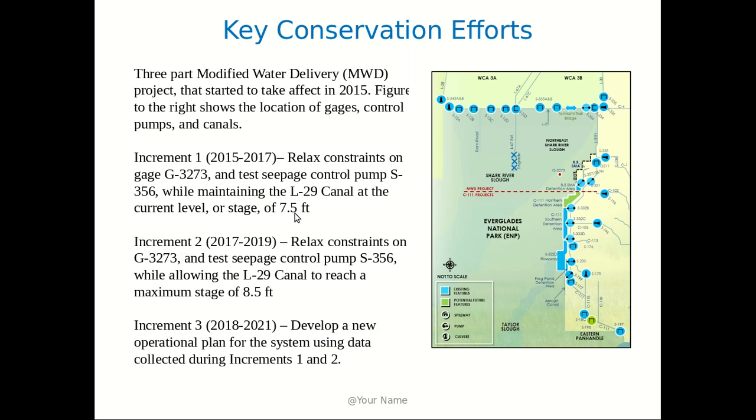The last item, which has been in planning for many years but just started going underway, is a 3-part modified water delivery plan. It's in 3 increments, and they have built a series of gauges, control pumps, and canals that will alter the water flow in an attempt to make it more natural and better the timing. And so right now we're in increment 2, and then the next plan for increment 3 is to take all of that data and come up with a sustainable plan.